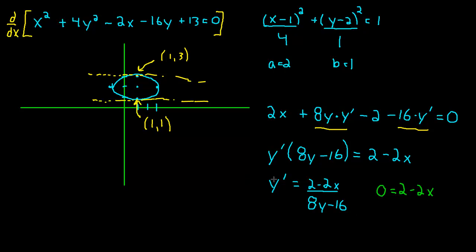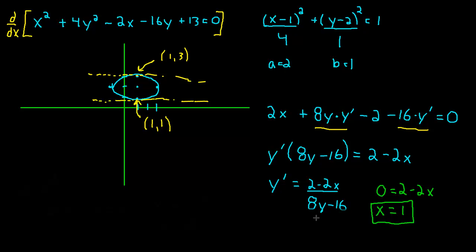Think about it. If y prime is 0, I could multiply both sides by 8y minus 16, and this just goes away. So it suffices to just set your numerator equal to 0, and if you solve that, you get x equals 1. Okay, but that's just one critical point. This x equals 1 gives me a 0 derivative, and most likely this is going to be the point we're interested in. But to be thorough, let's say we didn't have this picture.